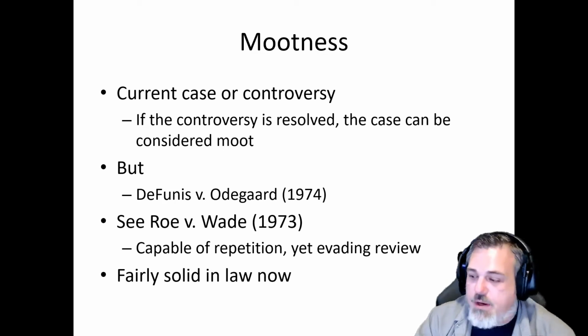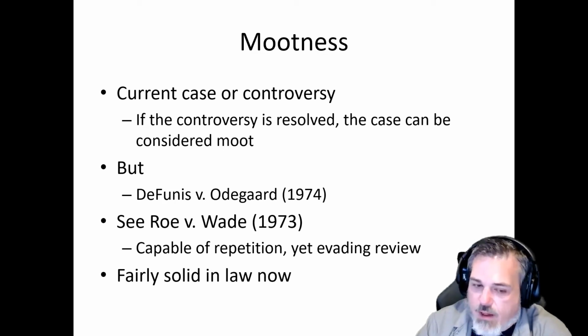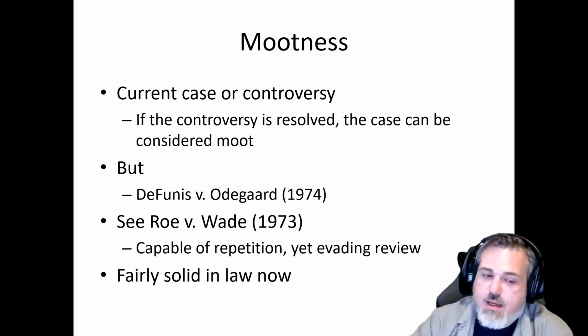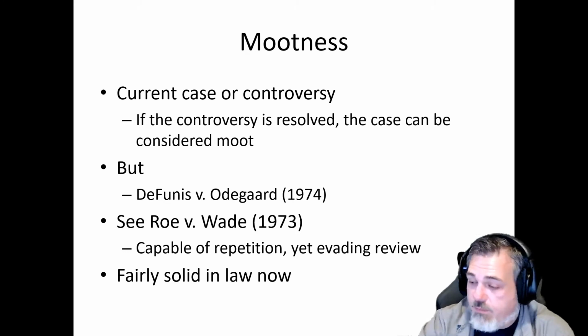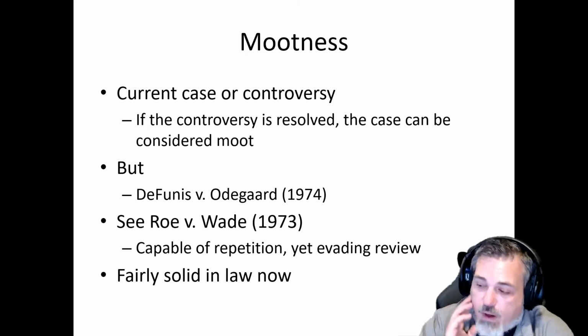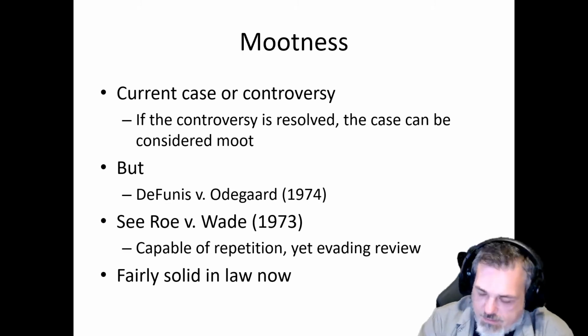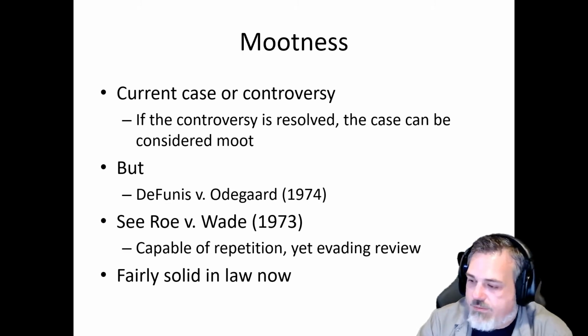There are now a number of exceptions that fall under this capable of repetition yet evading review exception, but understand that they all come from Roe v. Wade. Roe v. Wade is sort of the starting point for this mootness exception. There are a lot of interesting things that come out of Roe v. Wade that have absolutely nothing to do with abortion. And this exception to the Mootness doctrine is just one of them.